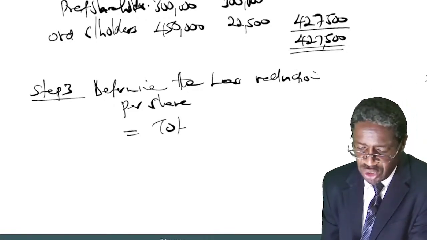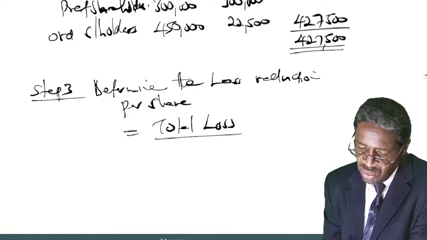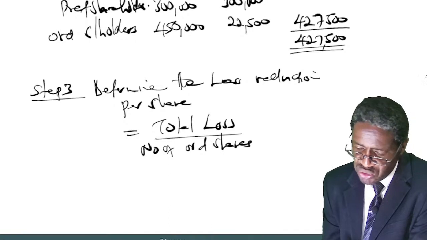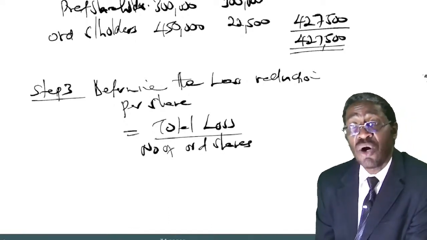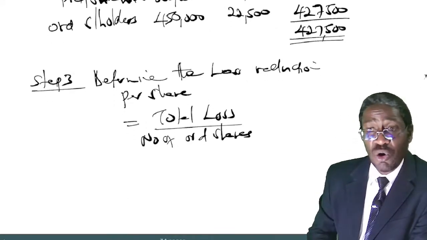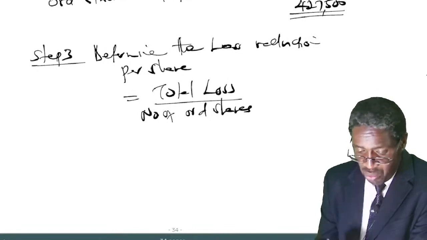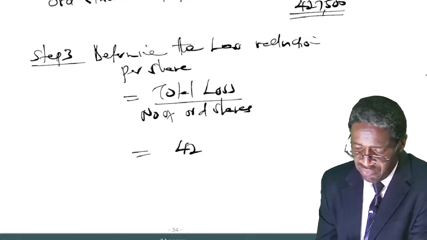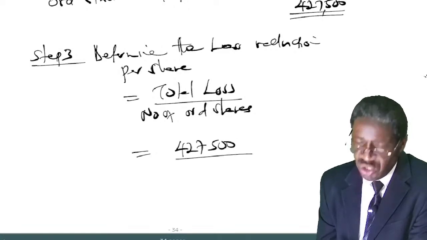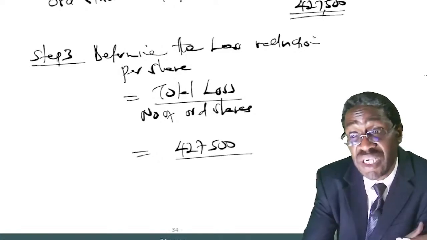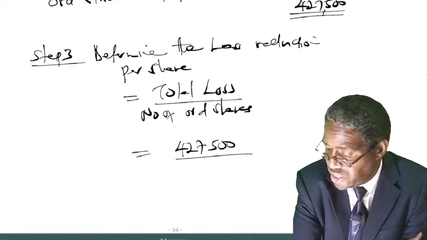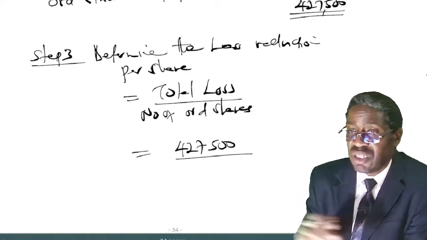How? We said you take the total loss and divide that by the number of ordinary shares. Now we know the type of shares to lose. We have a loss of 427,500. That's the amount we are writing off. We go back to the balance sheet and check how many shares the company had in the form of ordinary. How many shares did this company have in the form of ordinary? That's what we want to know.